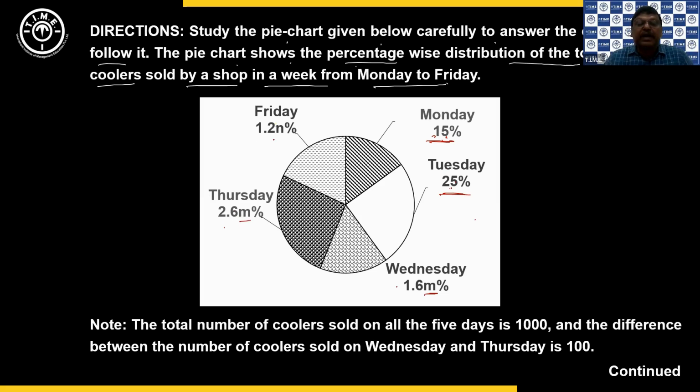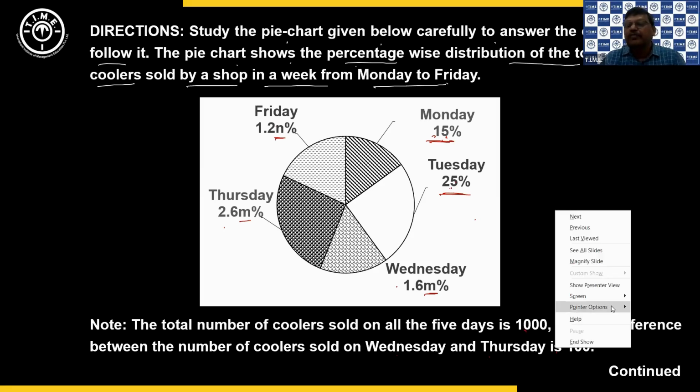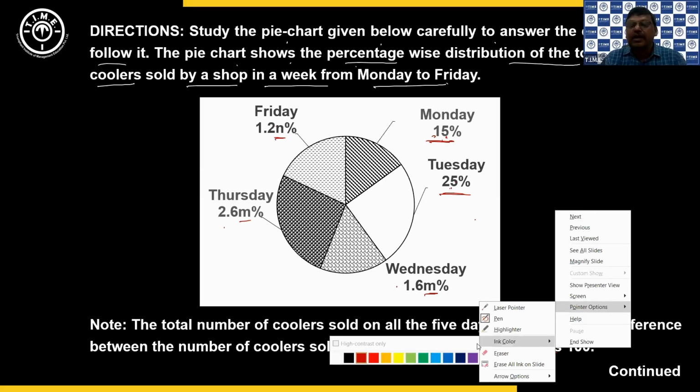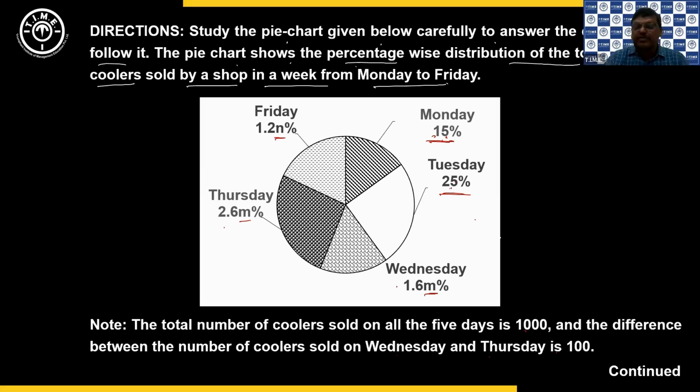You have some M and N. Before we proceed further, you need to know M and N values. What else he said? The number of coolers sold in all the 5 days is 1000. Total is 100%. And the difference between the number of coolers sold on Wednesday and Thursday is 100. With this, you should first find out M and N values. If you know M and N values, automatically we'll be able to answer the questions in no time.